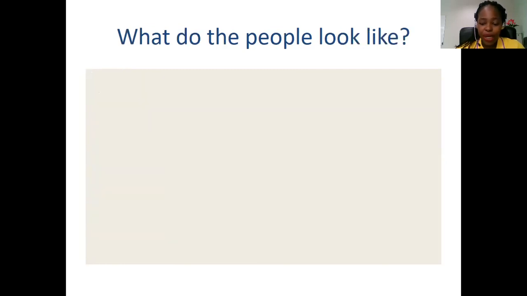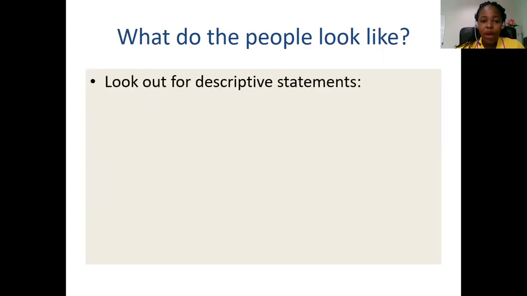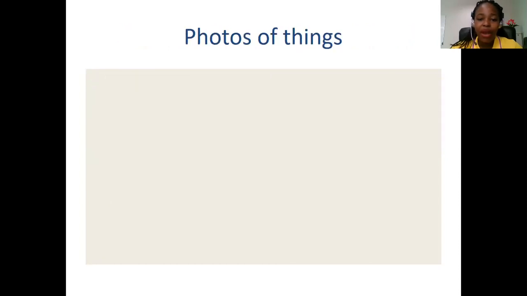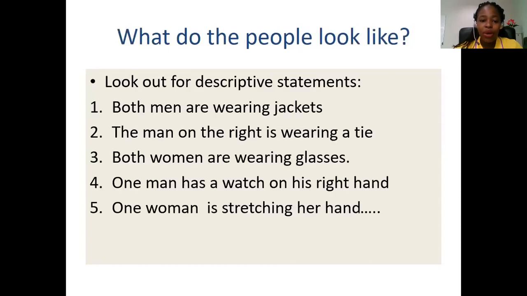What do the people look like? So look out for descriptive statements. Examples: both men are wearing jackets. The man on the right is wearing a tie. Both women are wearing glasses. One man has a watch on his right hand. The woman is stretching his hand.